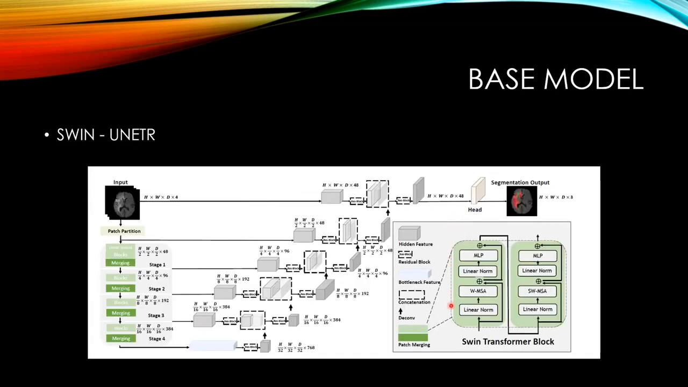So I decided to go with the Swin UNETR model as my backbone network, as it is also one of the state-of-the-art models, and it's very effective for 3D MRI data. It is also a U-shaped network with Swin transformers serving as the encoder, and a CNN-based decoder coupled to the encoder via skip connections at different resolutions of the image.